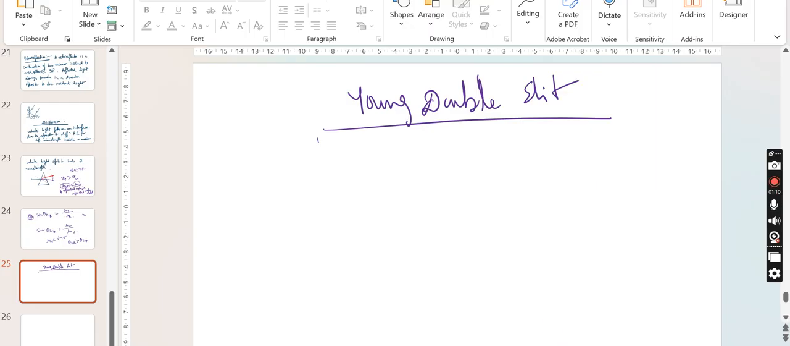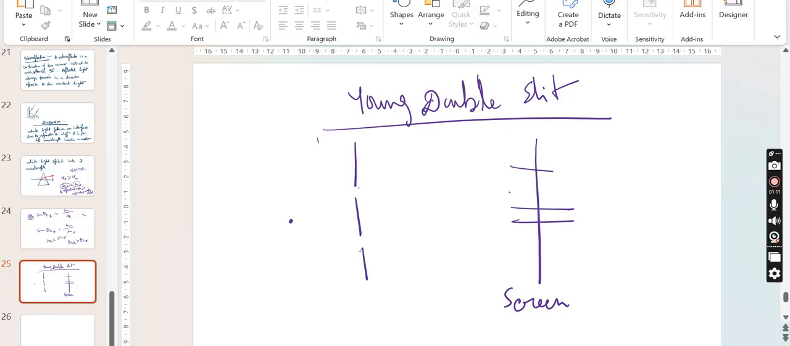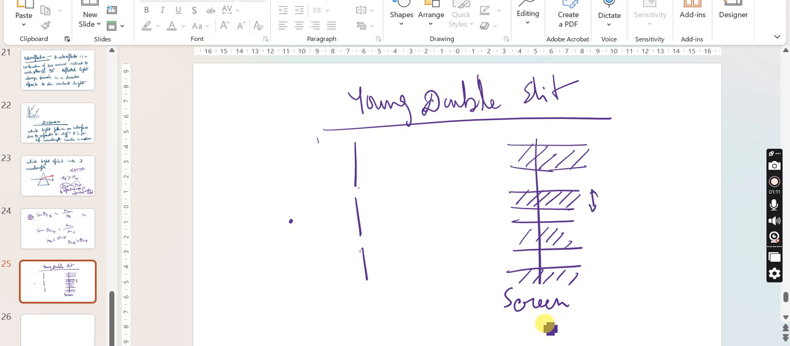The Young double slit experiment is basically light from a point source made to fall on two slits, and what happens on the screen is that we see periodic light and dark bands on the screen. They can be spaced, and there are some conditions on the width of these and all.